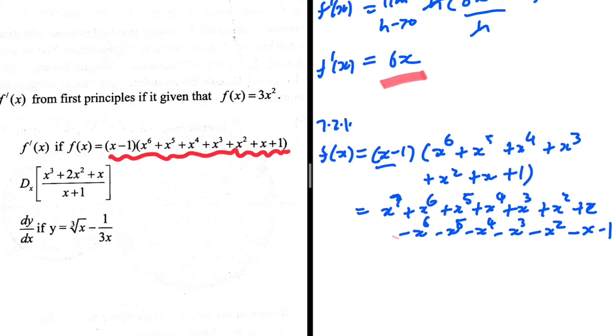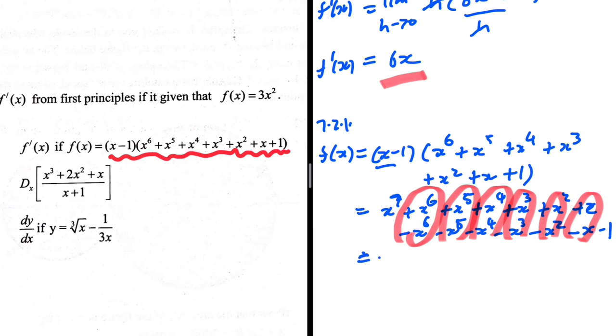So take a look at this. x to the power 6 minus x to the power 6, x to the power 5, and so on. Take a look at that. Ultimately, we end up with x to the power 7 minus 1, which we now want to differentiate.